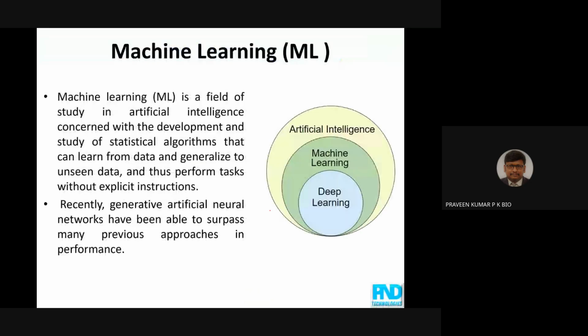Okay, let me take you to the machine learning approach. Machine learning is a field of study in artificial intelligence. Artificial intelligence is the overall field, and there we can see machine learning, which is concerned with the development and study of statistical algorithms that can learn from data and generalize to unseen data.